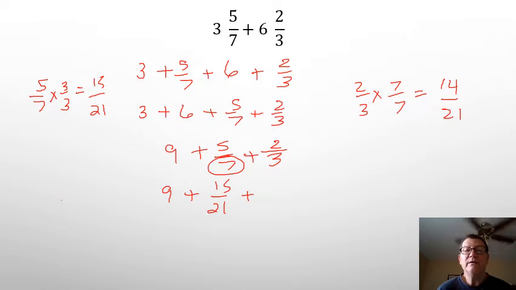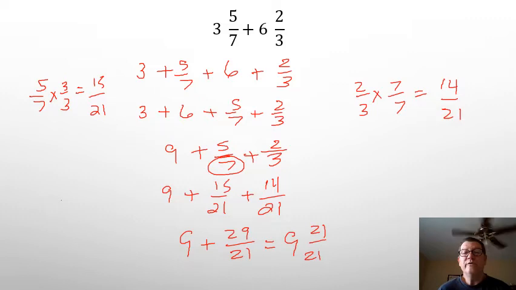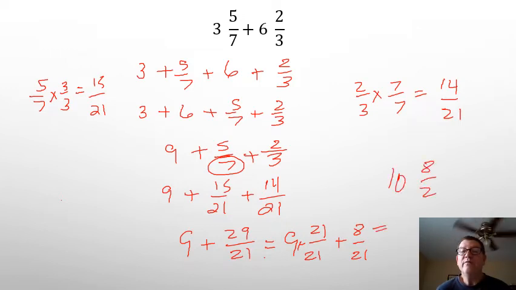So we're going to be adding that. And when we add them together, we're going to end up with 9 plus 29/21. But you know that equals 9 and 21/21 plus 8/21, because 21/21 plus 8/21 equals 29/21. So that's going to be equal to, I forgot my plus sign in here, so that would be equal to 10 and 8/21.